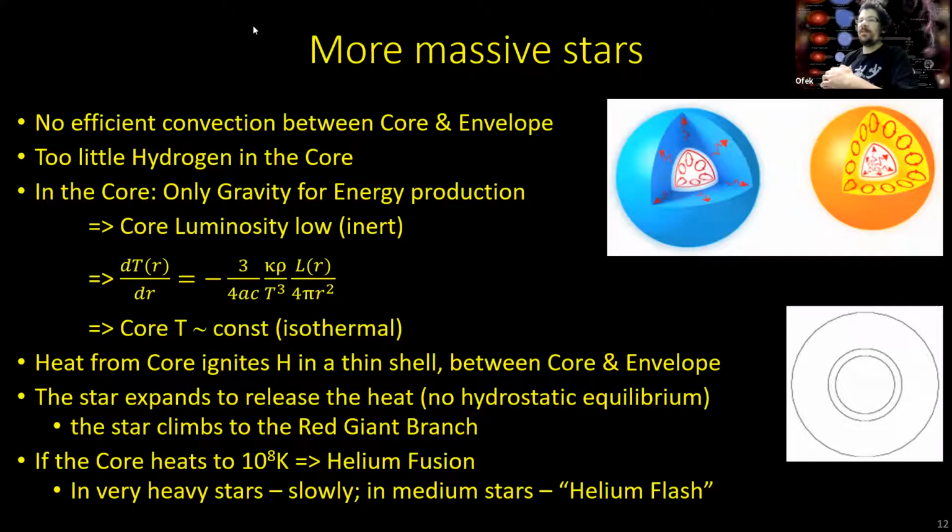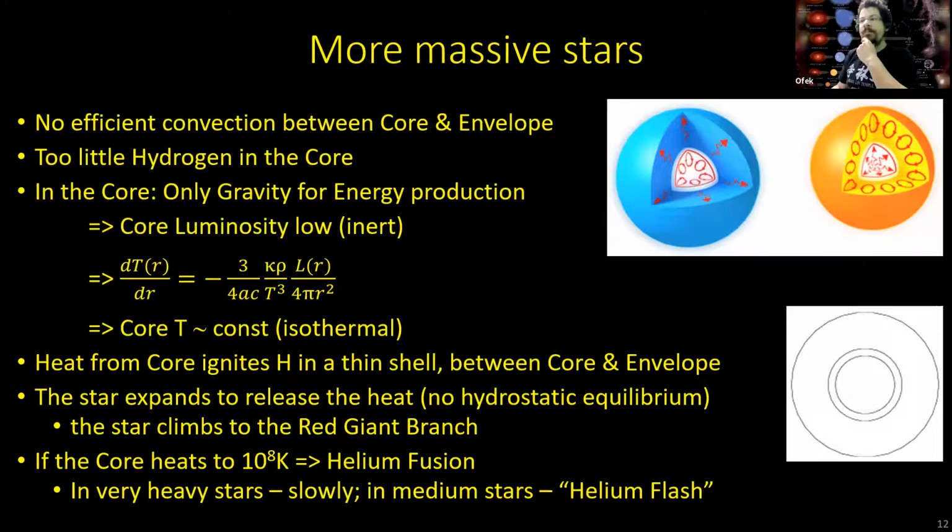So what that means is that when the hydrogen in the core runs out, there's again nothing left to produce nuclear energy, only gravity can produce energy, and so the core will contract. It will have a very low luminosity, which comes from it being inert, no nuclear processes.